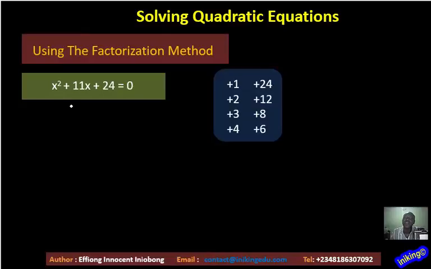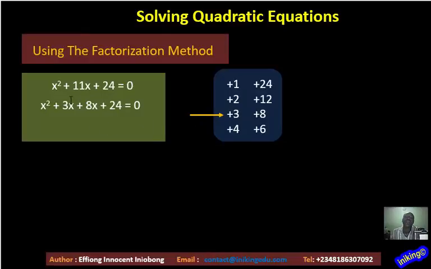That cannot replace plus 11. Our objective is to replace plus 11. Plus 2 plus 12 cannot replace plus 11. But you can see clearly that plus 3 plus 8 will replace plus 11. With that, we are going to throw plus 11 out and bring in plus 3 and plus 8. So our next step, which is the most important step, is to take away plus 11 and bring in what? Bring in plus 3 and plus 8.